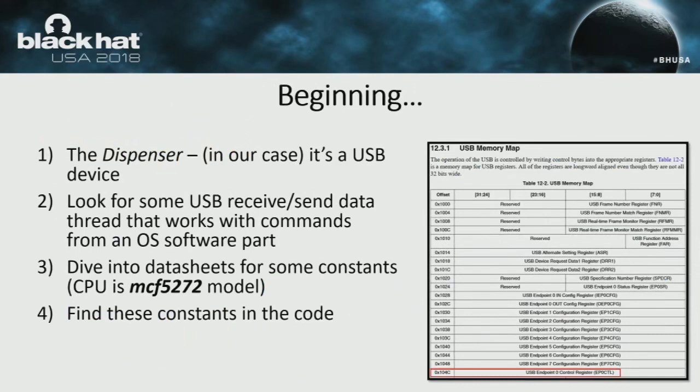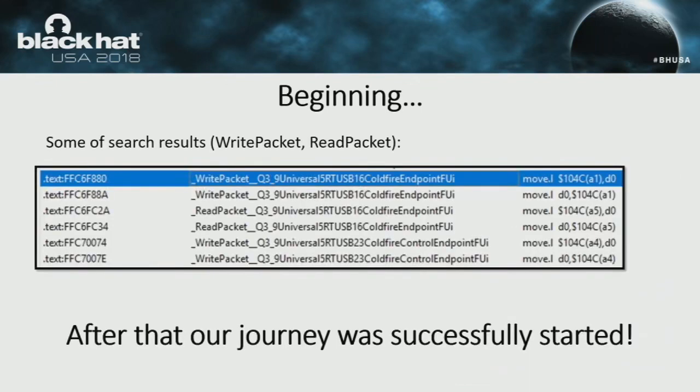To start with, we must understand that in our case we have a USB device. So the firmware must contain some code that is responsible for sending and receiving command packets. To find the code, we must find the CPU name on its chip and find the datasheet document with the USB control register and data register constants. Here are some of the search results of those constants. As you can see, we have found write packet and read packet functions.